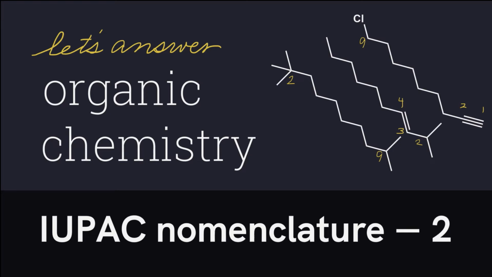Welcome to the Let's Answer Organic Chemistry series, Part 2 for IUPAC Nomenclature. In this video, we'll be tackling examples containing alkenes, alkynes, and enynes, as well as the stereochemical designations for alkenes. Without further ado, let's get started.